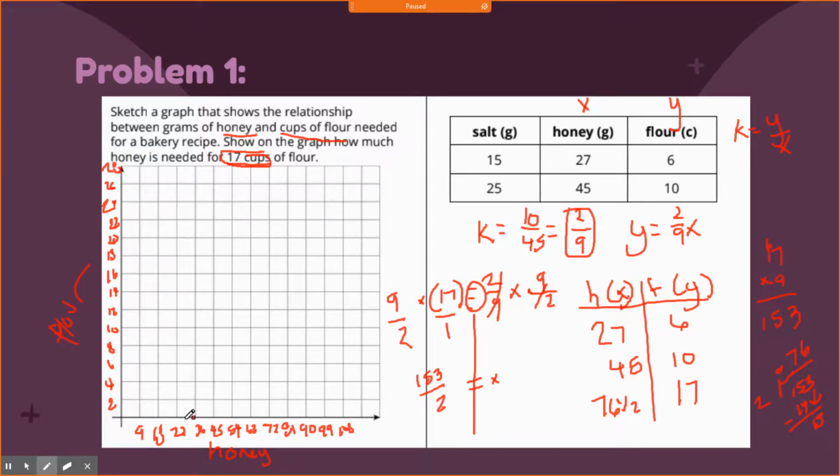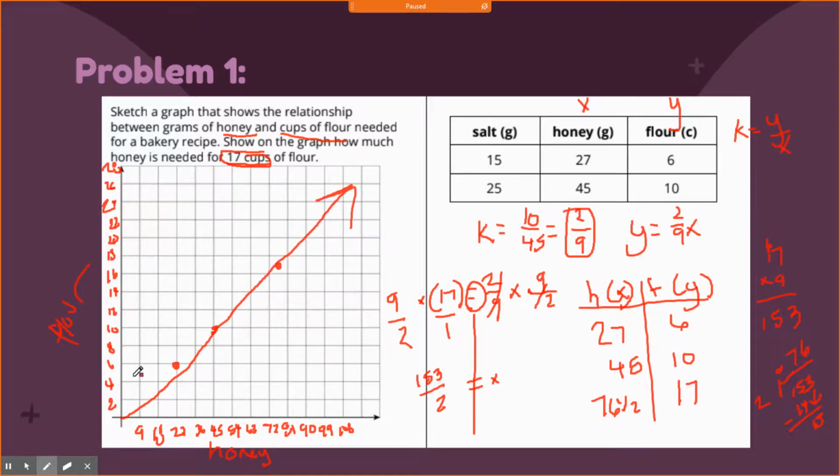So my first point is 6 and 27, or 27 and 6, so I've got to go to 27, which is right here, and 6, draw my first point. And then it's 45 and 10, so I got to go to 45 and 10, draw my second point. And then it's 76 and a half and 17. So 76 and a half is going to be directly between 72 and 81. And then 17 is going to be directly between 16 and 18. So there's my point.